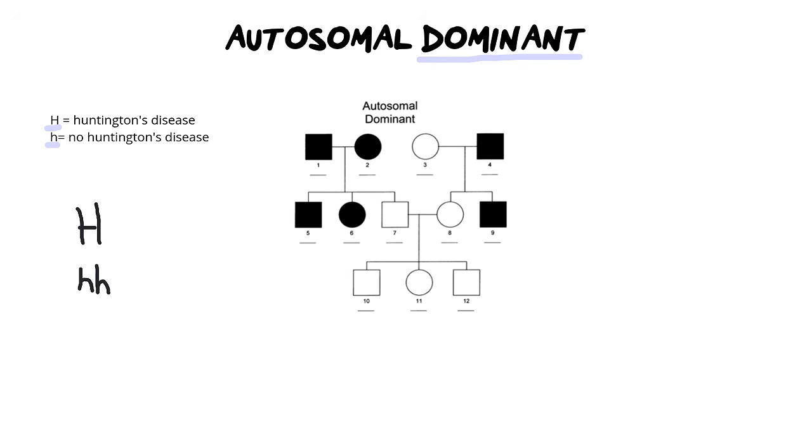Because this is a dominant disorder, the only way you can avoid having it is if you have two lowercase h's. I'm going to go in here and fill in all the lowercase and uppercase h's so you can see how you would do it.